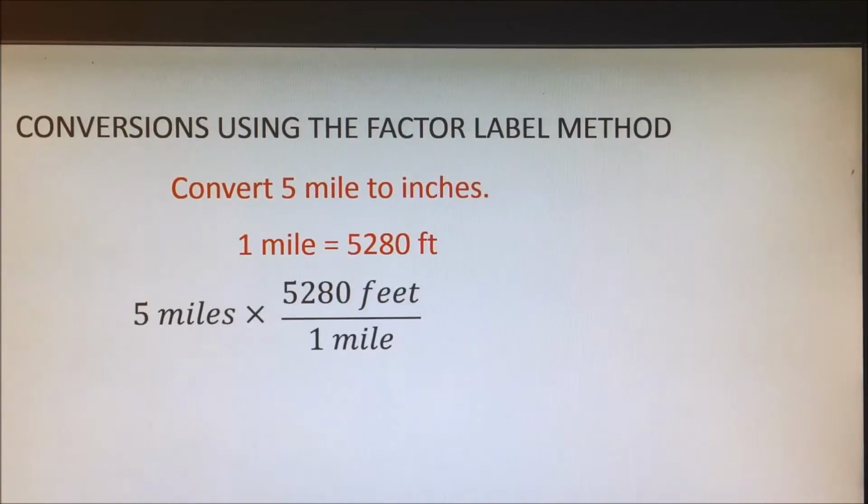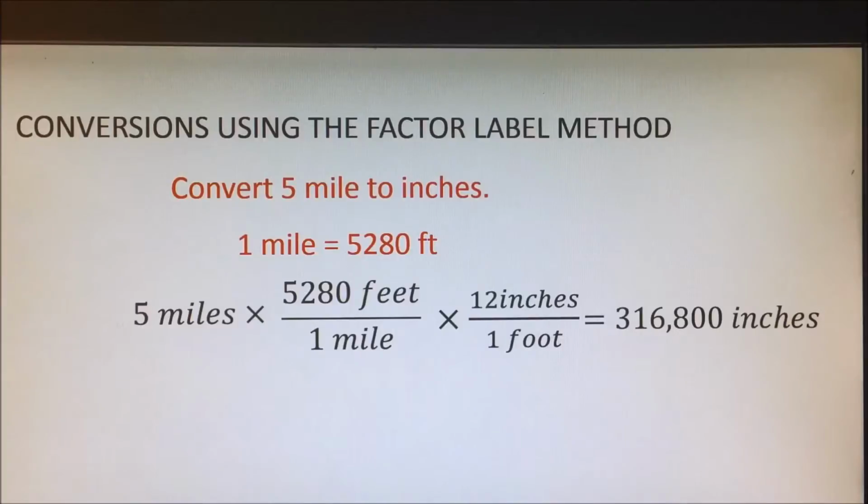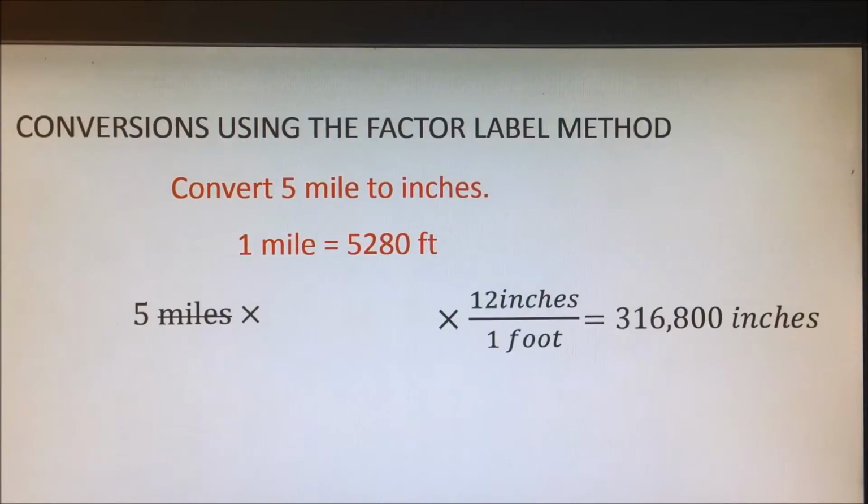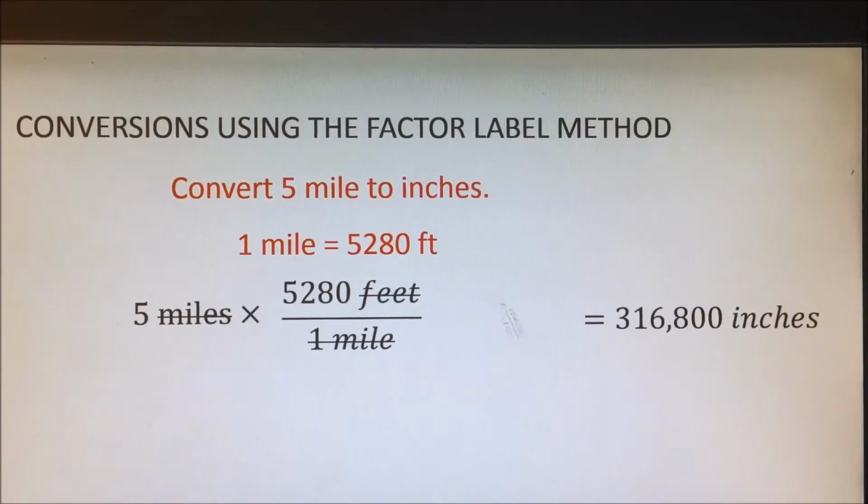We've got feet, and now we want to go to inches, and we know that there's 12 inches in 1 foot. So 12 inches goes on top, over 1 foot, and then we get 316,800 inches. Now all the units cancel each other out: miles cancel out miles, feet cancel out feet, and we're left with inches. Very good.